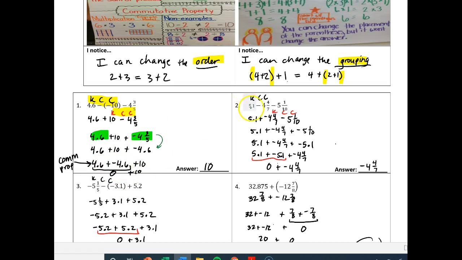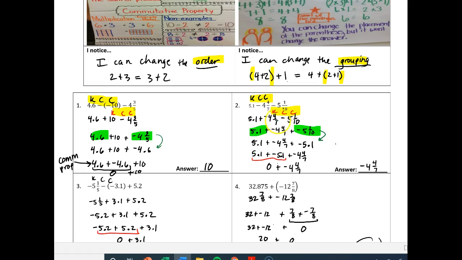If you take a look at 2, again, you're going to want a KCC, so 5.1 minus 4 4/7 becomes 5.1 plus a negative 4 4/7, and then you might have to KCC a second time, so that negative 4 4/7 minus 5 1/10 becomes negative 4 4/7 plus a negative 5 1/10. And then hopefully you'll notice again, hey, wait a second, this 5.1 and this negative 5 1/10, those are the same thing if I convert negative 5 1/10 to negative 5.1. And then once I do that, let's just use the commutative property again to put my 5.1's next to each other. They cancel out to 0 because of the additive inverse, and 0 plus negative 4 4/7 equals negative 4 4/7.